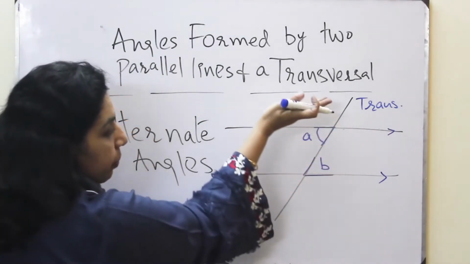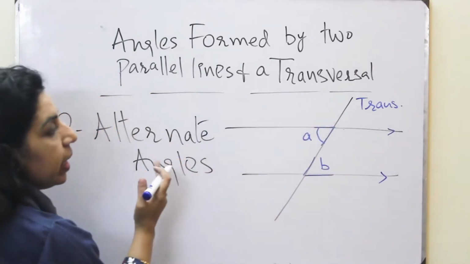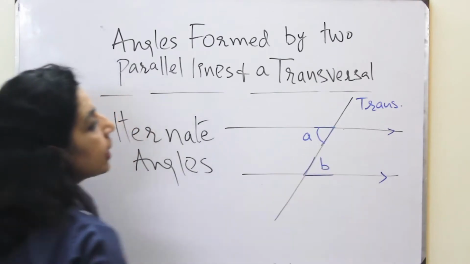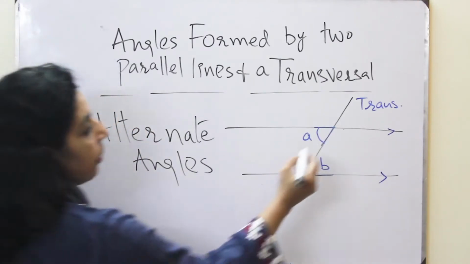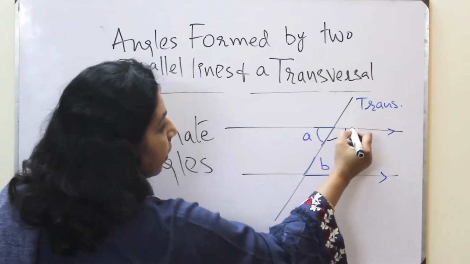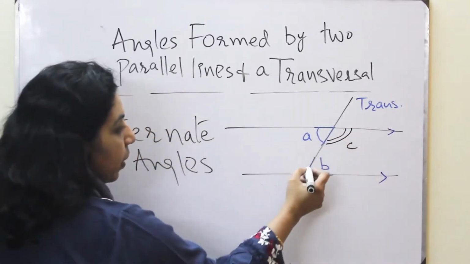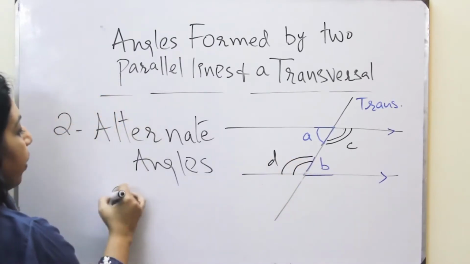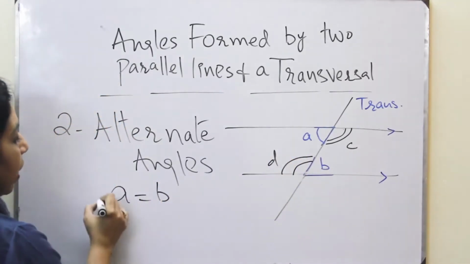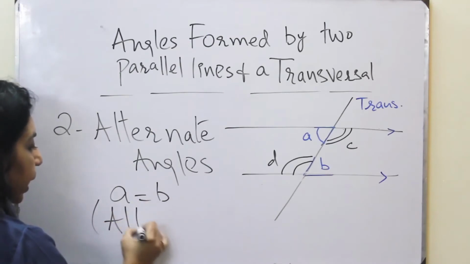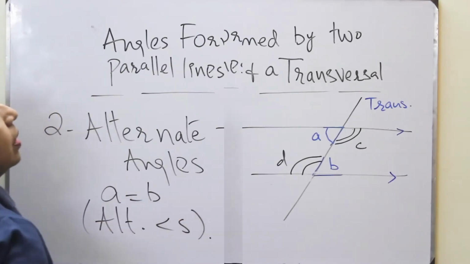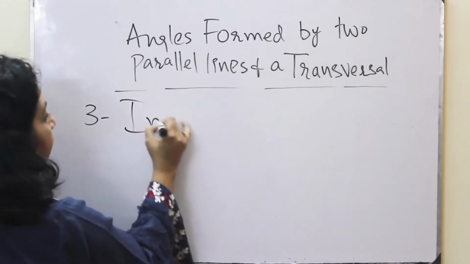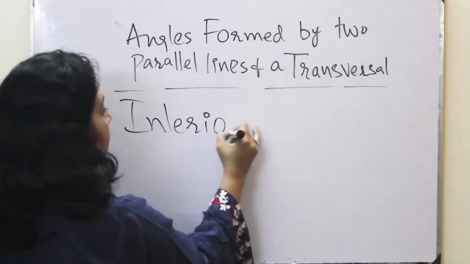One is below the first line on the left side, then the other will be above the second line on the right side. Or if you take the second pair of alternate angles, if it is below the first line on the right side, the other will be on the left side and above the parallel line. So if we say A equals B or C equals D, we shall write here alternate, ALT, angles. After corresponding angles and alternate angles, the third type of angles is interior angles.